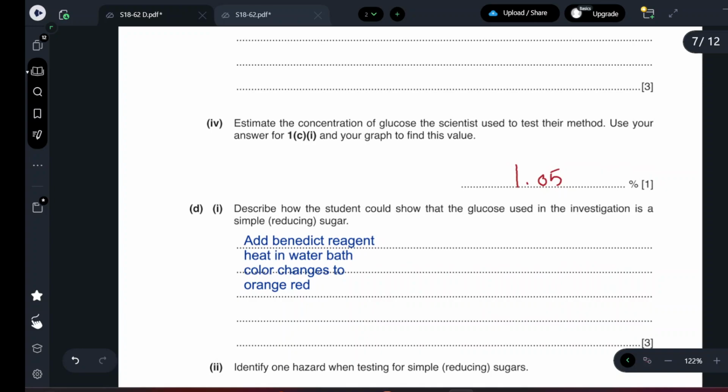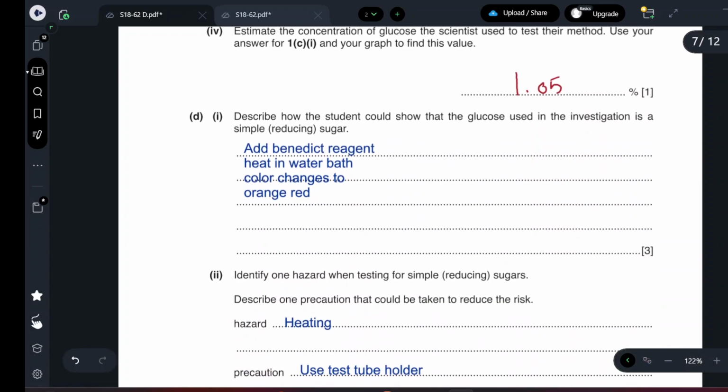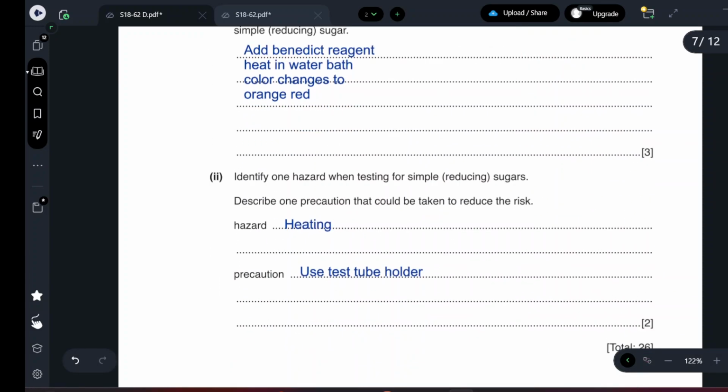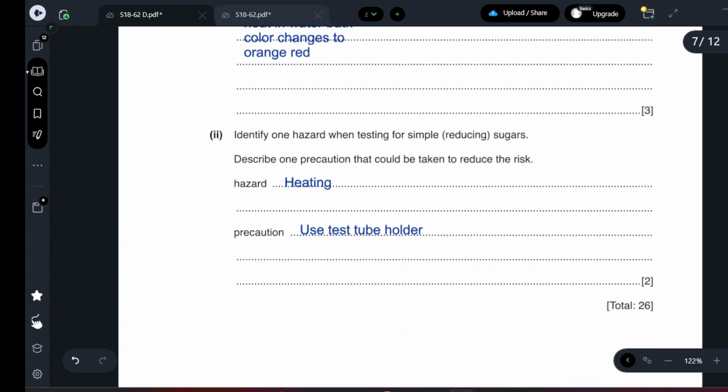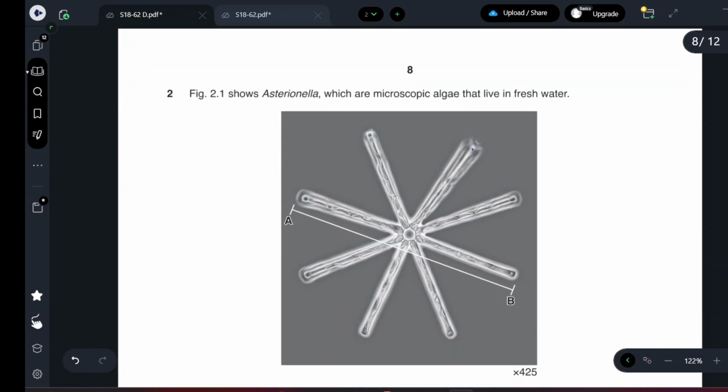What is the hazard when testing for reducing sugar? Either you can write that the Benedict can splash into your eyes and damage them, so you have to wear goggles, or the heating process, so you have to use a test tube holder. Okay, this is the first question.